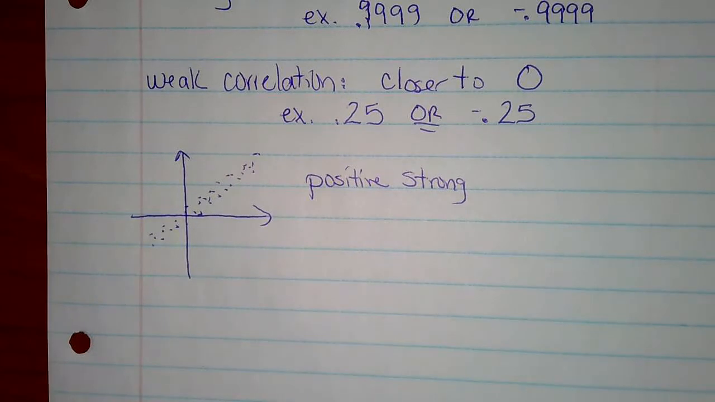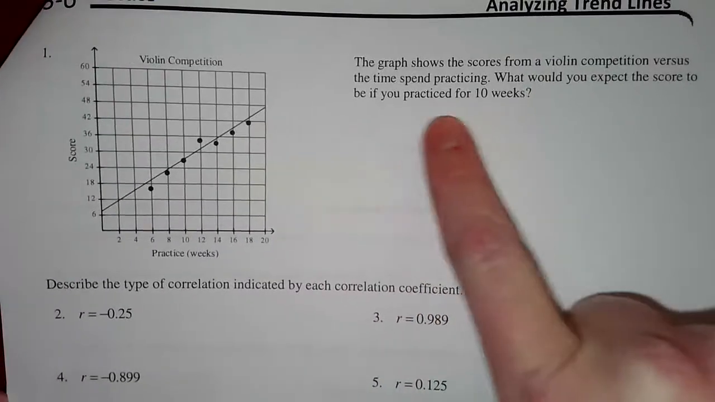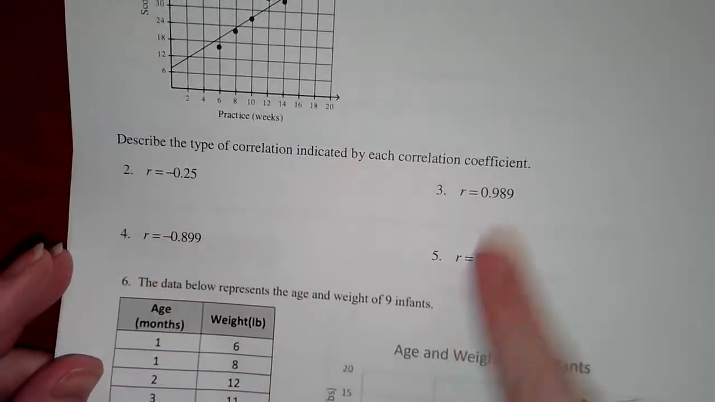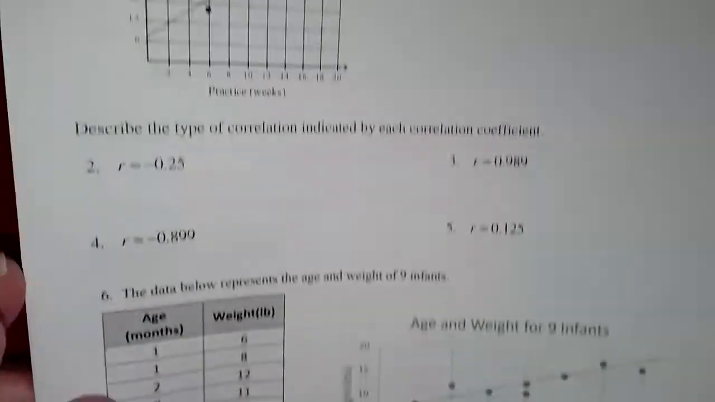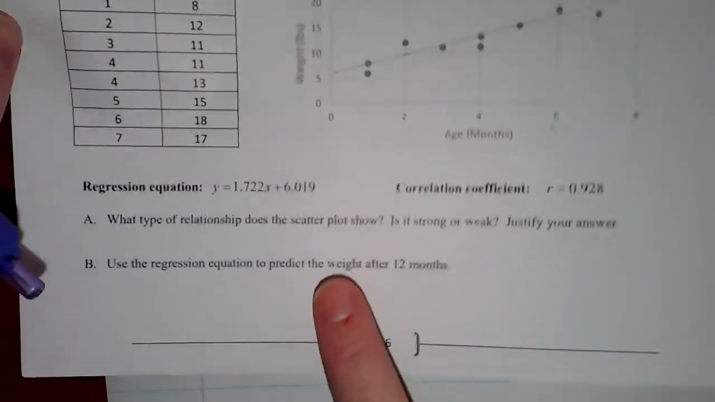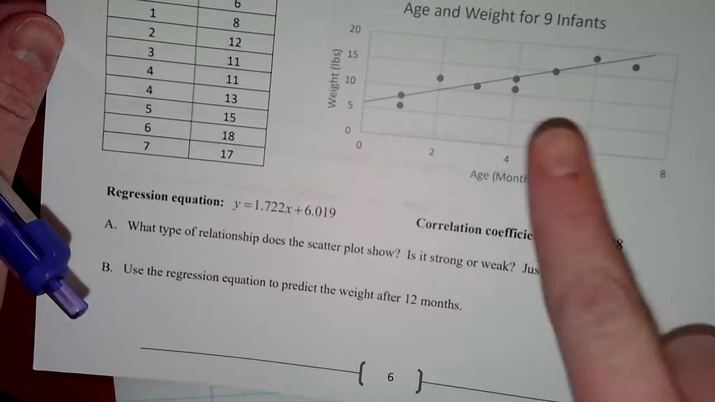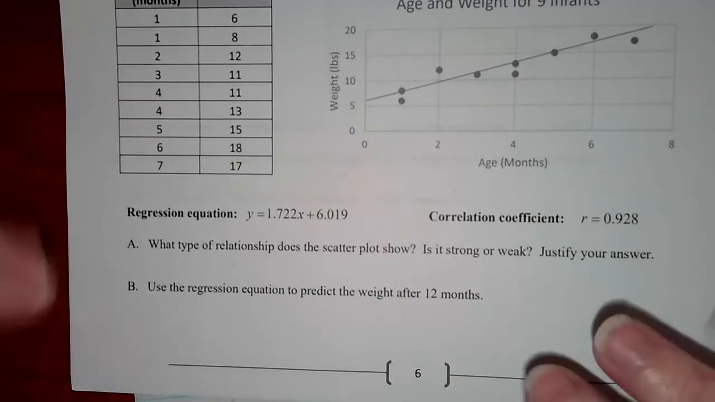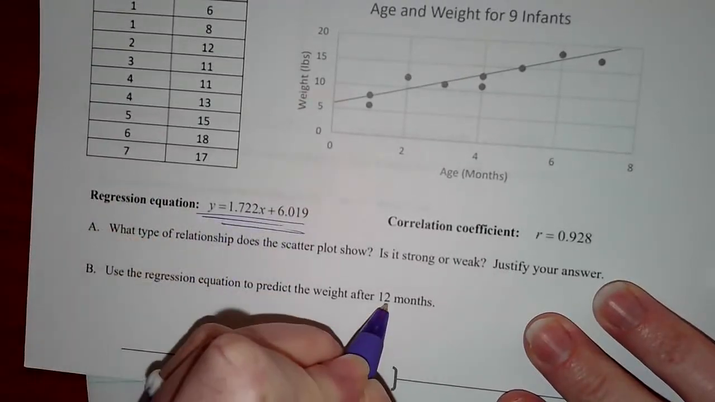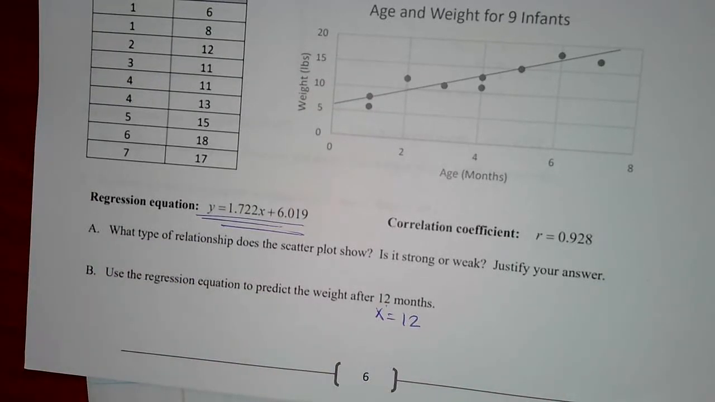The other thing that you're going to do today is use your trend lines to make predictions. You're going to describe whether they're positive or negative, strong or weak correlations. You are going to be taking a look at some data and figuring out, is it strong or weak, positive or negative. And then after 12 months, using this equation, you're going to take 12 and plug it in for X and tell me what you would predict the weight of that child to be after 12 months.